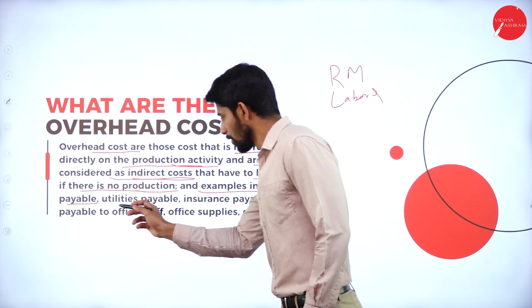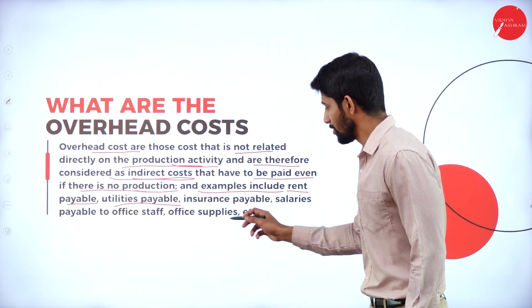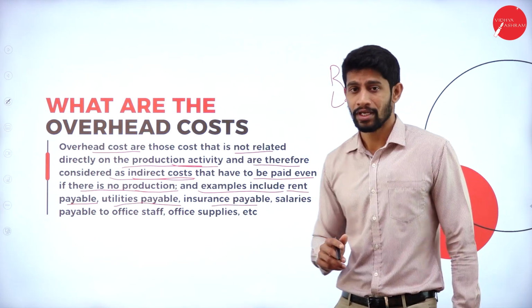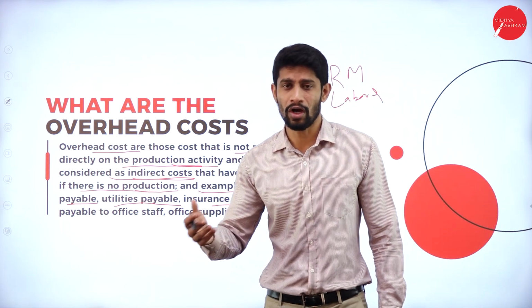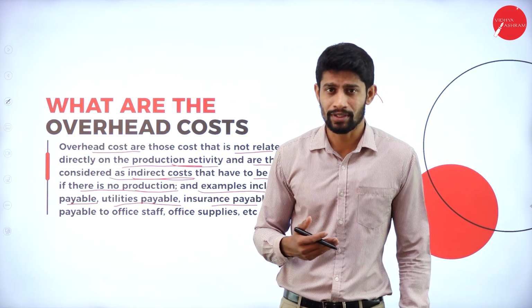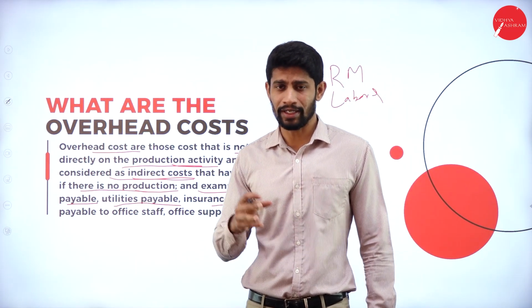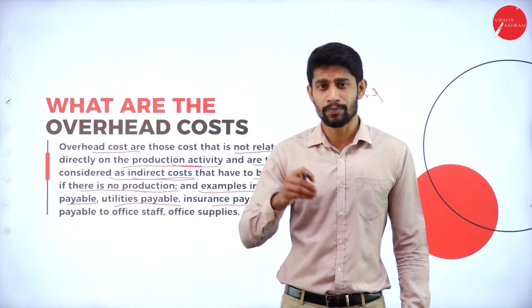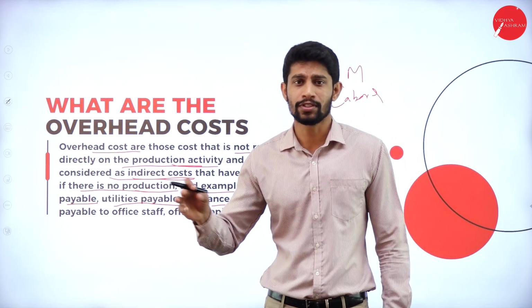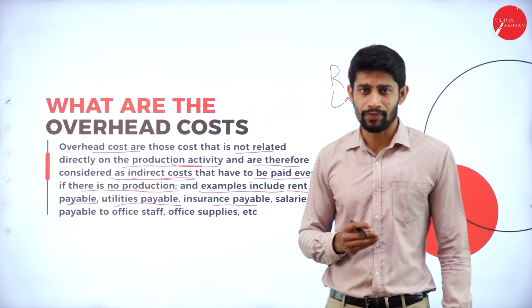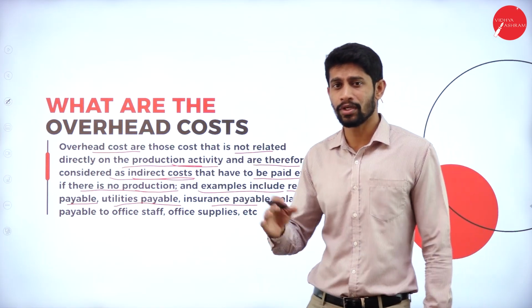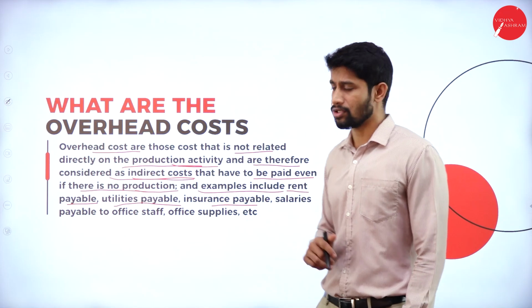Next example, utilities payable and insurance payable. Say you take an insurance, for example, fire insurance. Even though you are not producing the product, you are supposed to pay the fire insurance premium. That is not related to your productional activities, whether you are producing the product or not, but you are supposed to pay the insurance cost.